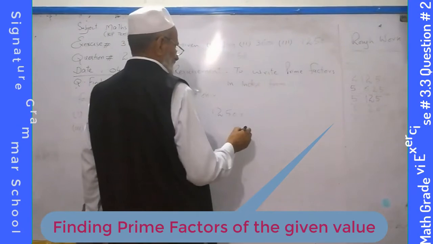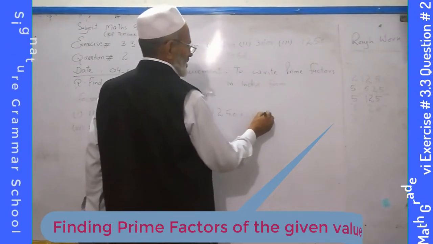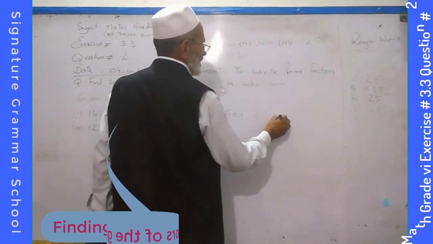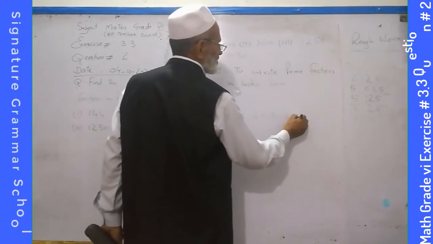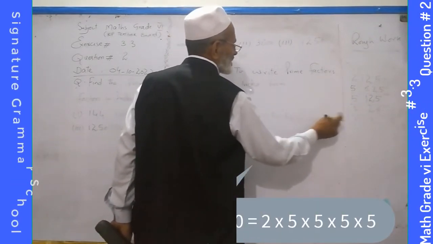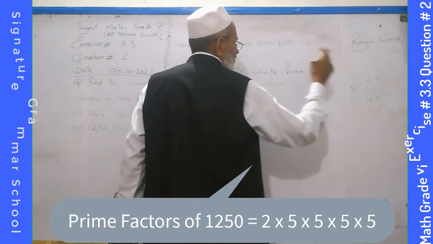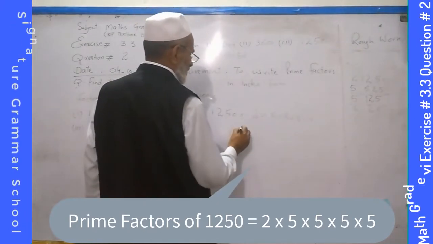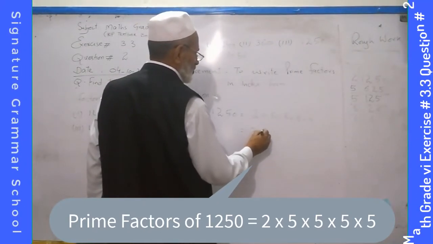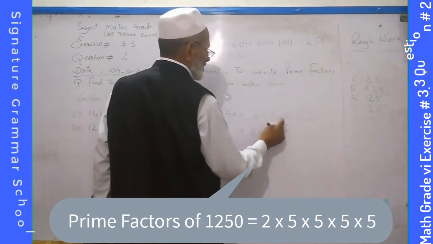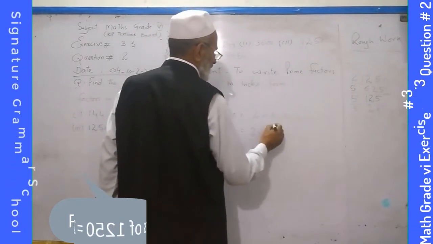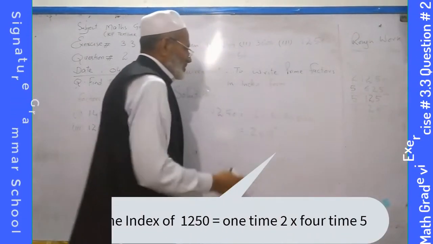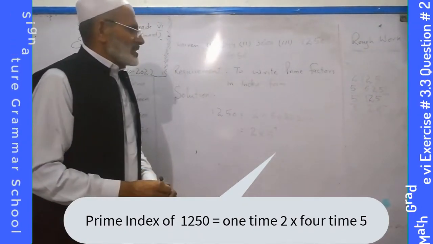Hence, the prime factors of this value are 2 into 5 into 5 into 5 into 5. How many times? 1, 2, 3, 4 times. Therefore, its index form is 2 into 5, and 1, 2, 3, 4. Its exponent is 4. So, this is in the index form.